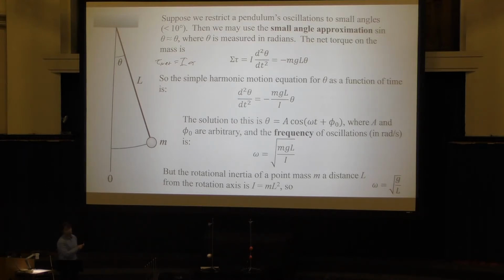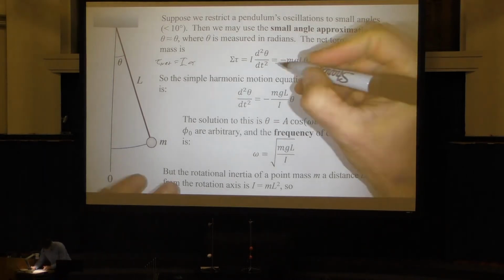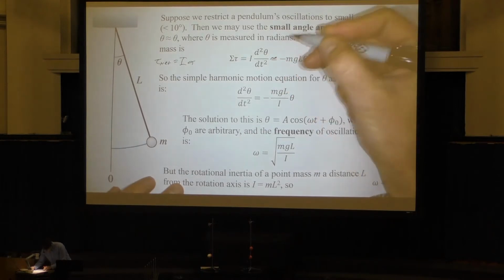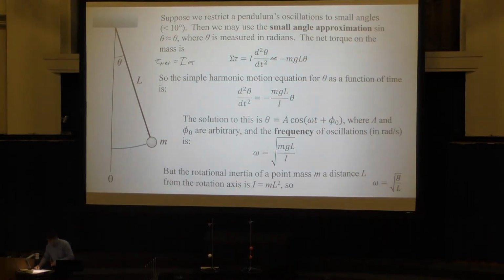And now what I've done is the small angle approximation. Sine theta is approximately equal to theta. And now I've got this equation, mgL, instead of sine theta, I've just got theta. So that's roughly equal to. I'm going to just pretend it's equal.